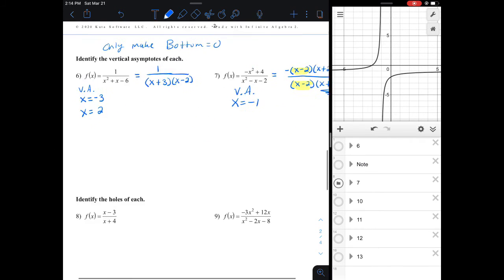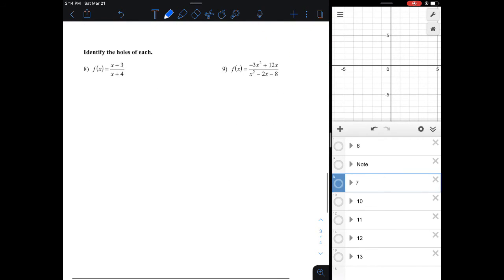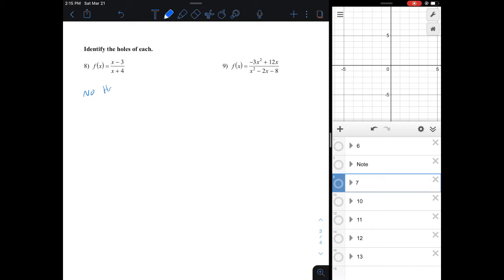Let's move on, and let's look at trying to find a hole. Now, in order to find a hole, we need to fully factor the problem, and holes make both the numerator and denominator 0. So it's one x value that zeroes out both the top and the bottom. Well, if I look at number 8, this is already fully factored for me, and nothing cancels out. So if I can't cancel out a factor that makes the denominator 0, like I can't cancel out the x plus 4s, there's no holes in this one. So number 8, there's no hole.